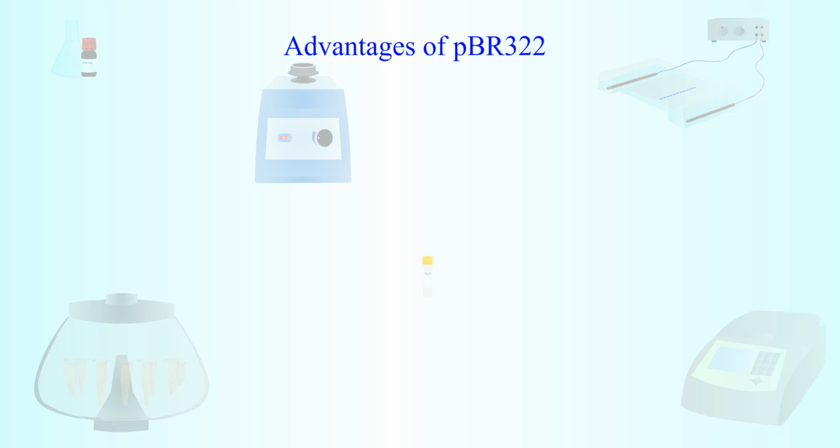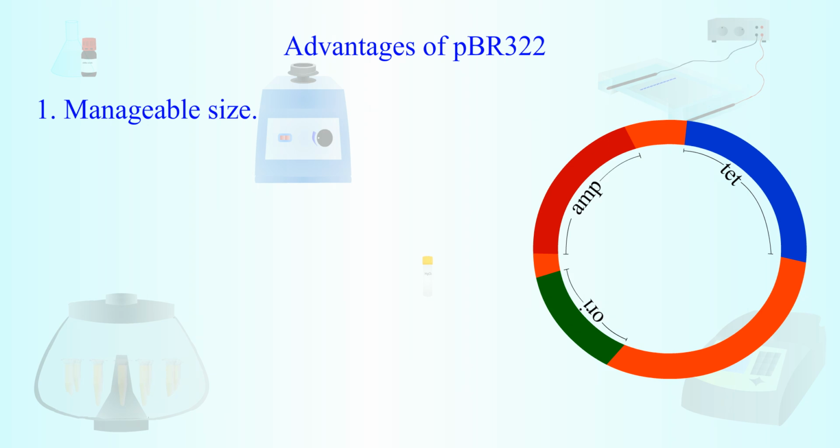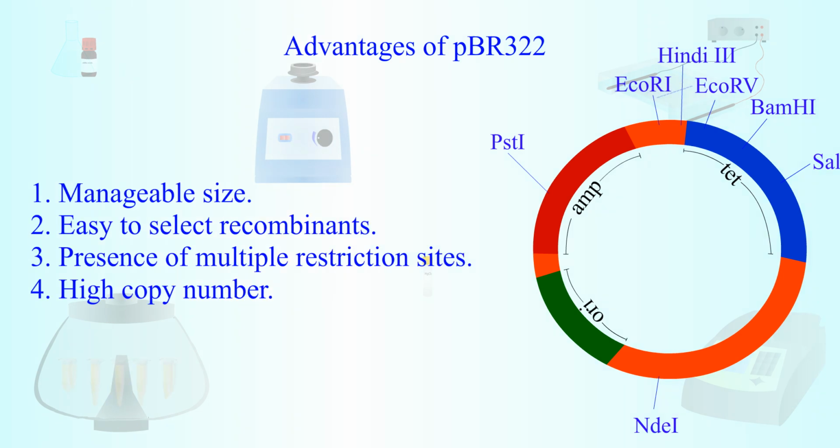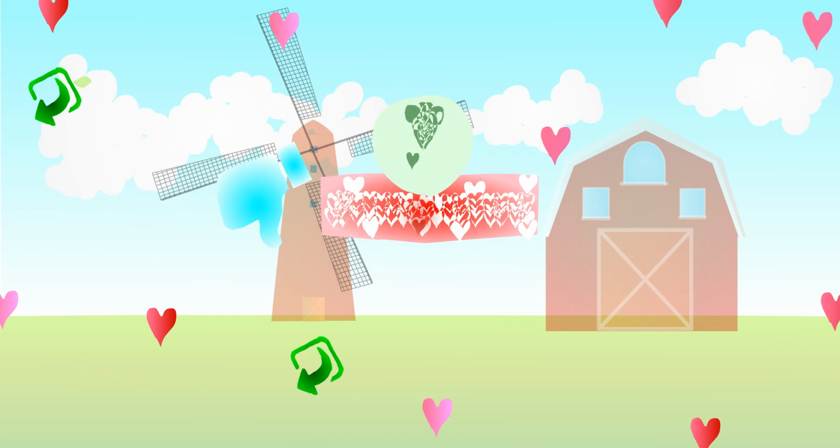The advantages of pBR322 are: 1. Manageable size. 2. Easy to select recombinants, due to the presence of antibiotic resistance genes. 3. Presence of multiple restriction sites. 4. High copy number.